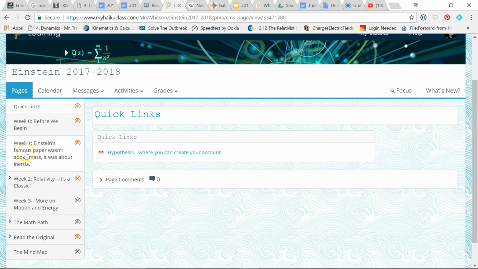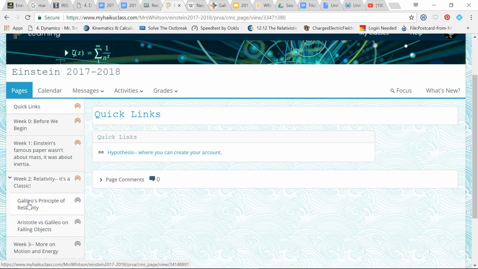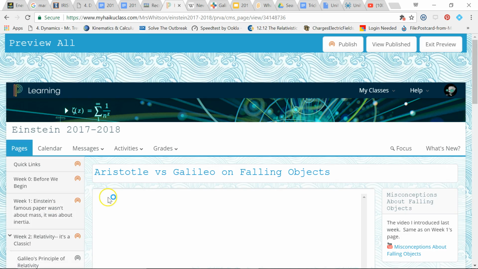First is to find it. So it's under week 2, and I've divided week 2 into the two things we're talking about, Galileo's principle of relativity and Aristotle versus Galileo on falling objects. So the Scratch stuff is under Aristotle versus Galileo.